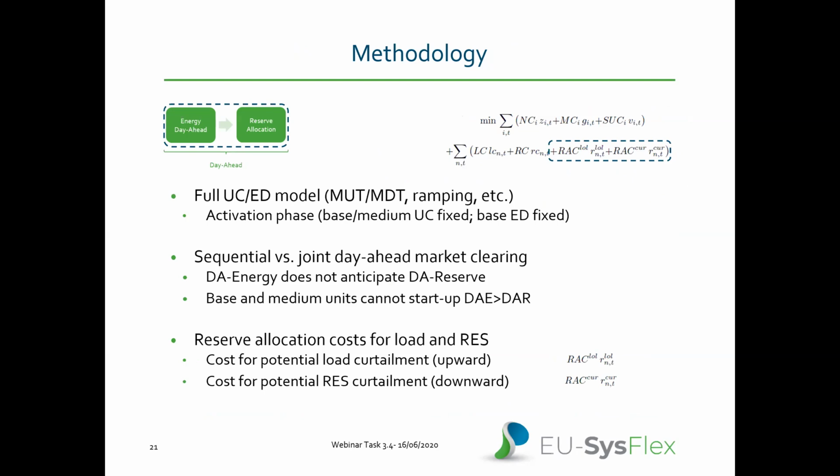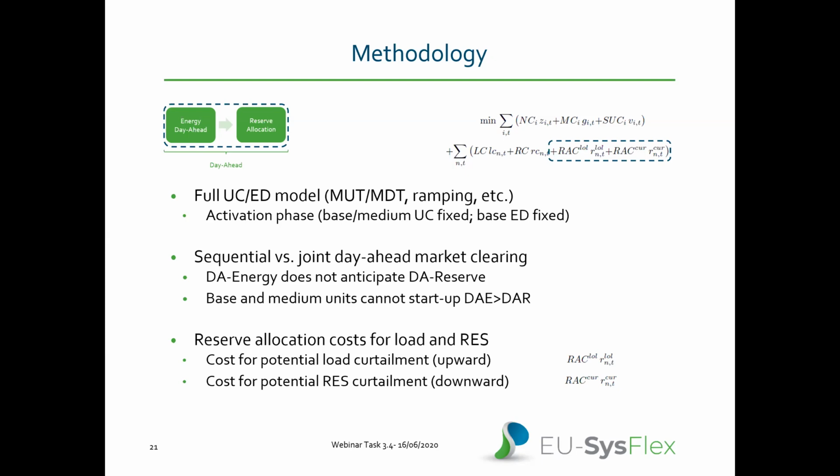So a very brief outline of our methodology here. We took this joint versus sequential market setup and we took it in a full unit commitment and economic dispatch model. So all technical constraints, minimum up and down times, ramping, etc. And then coupled this day ahead to the real time, to an activation phase where we set base and medium load generation units to have their commitment decisions fixed, have also the economic dispatch of the base units fixed, and then had these two types of market setup where we had joint versus sequential, where in the sequential case, the day-ahead energy market does not anticipate the day-ahead reserve market, and in between those two market clearings, base and medium load units could not start up to then provide more reserves.